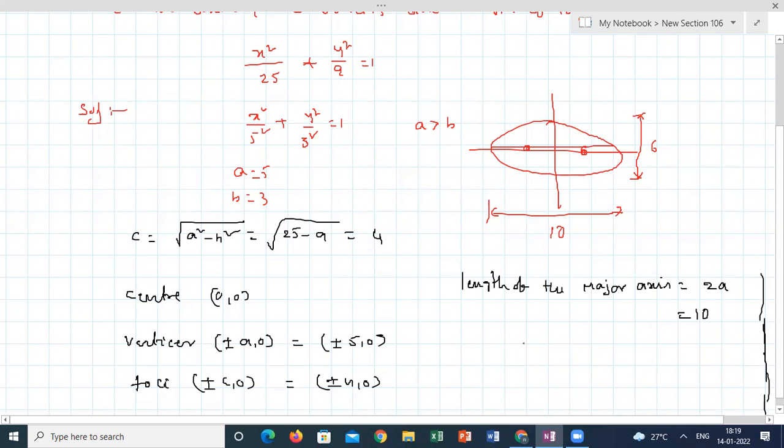(2a), which is equal to 10. Length of the minor axis, which is equal to 2b, nothing but 6 units.